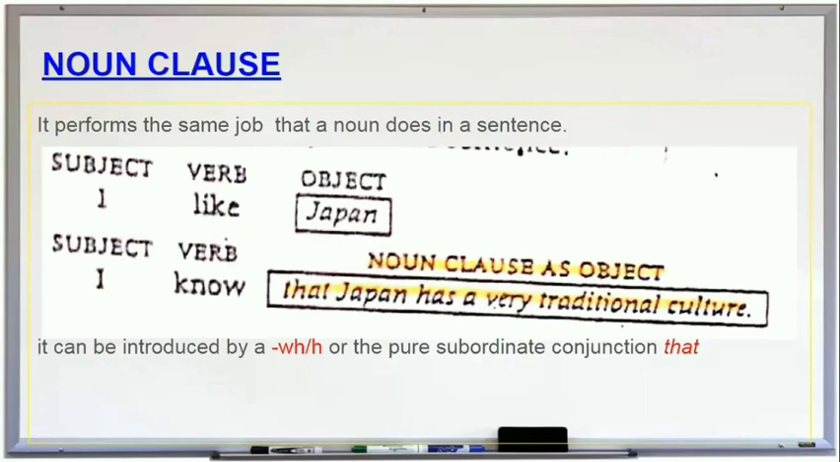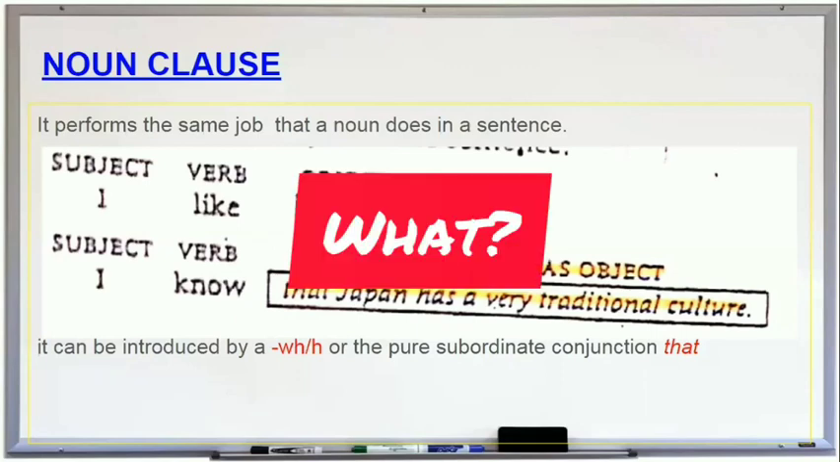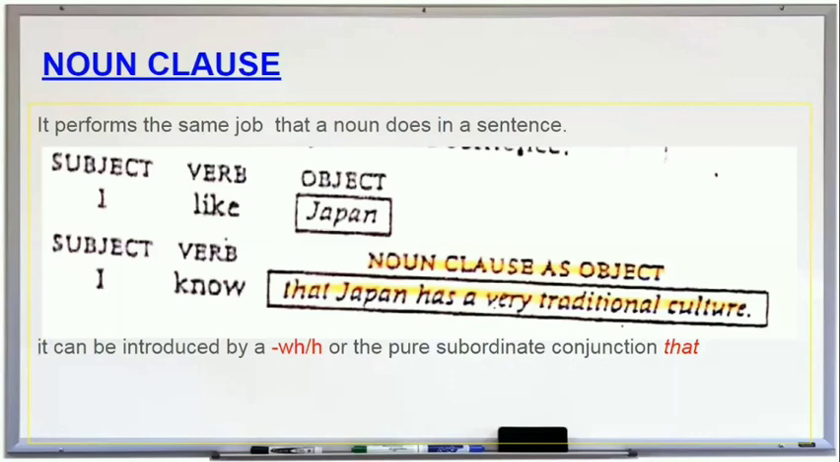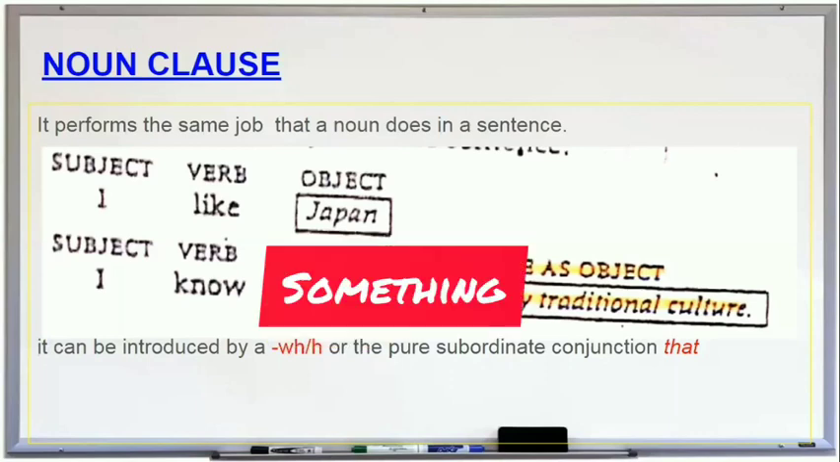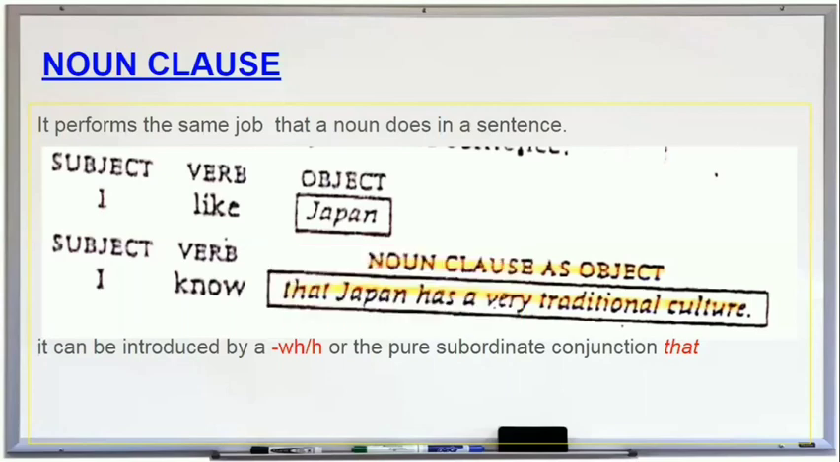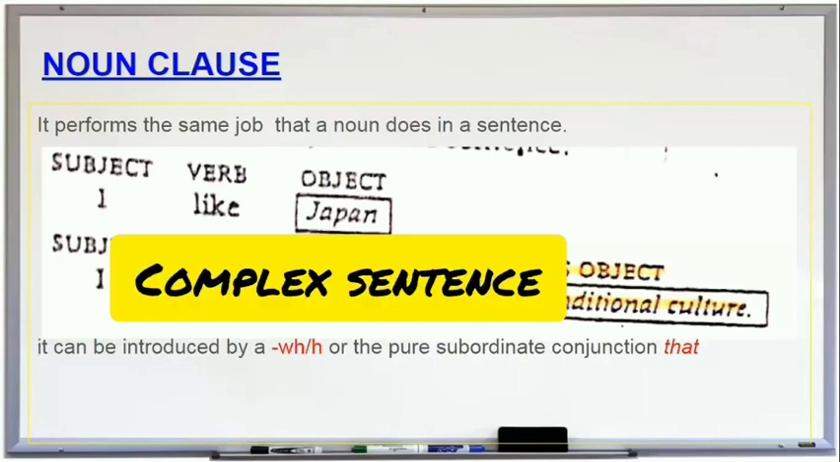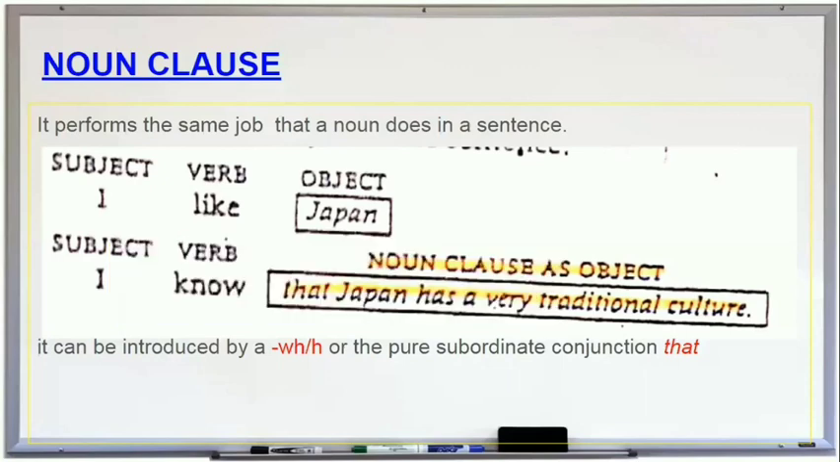How do we know that this is a noun clause as object? Well, first it's an object because it has the main verb, which is know. But it's a noun clause because, again, it's answering the question what? What do I know? I know that Japan has a very traditional culture. So in this case, again, you can replace it by it or by something. But of course, this is not an example of a simple sentence. This is an example of a complex one. So, in general, noun clauses can be introduced by a WH word or how, or the pure subordinating conjunction, which is that.